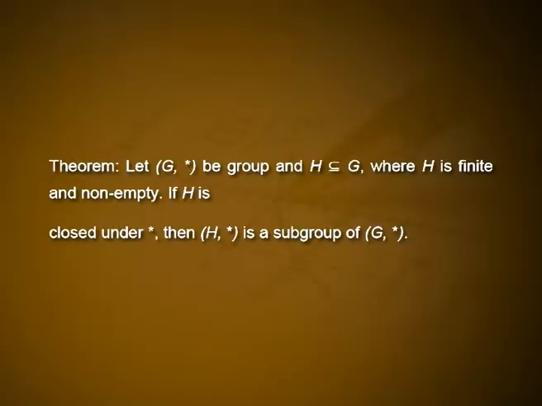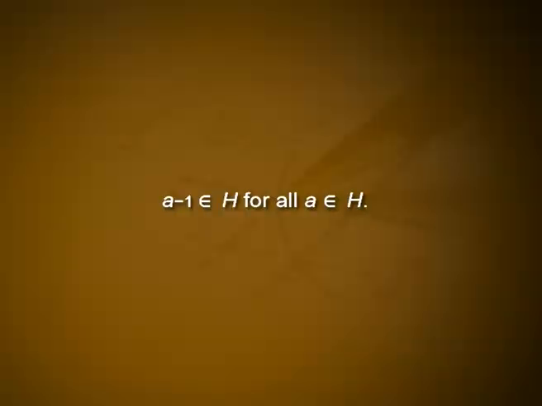Theorem. Let G star be a group and H is a subset of G, where H is finite and non-empty. If H is closed under star, then H star is a subgroup of G star. Proof. We are given that ab is an element of H for all a, b elements of H. To apply the result of the theorem we just proved, we must show that a inverse belongs to H for all a belonging to H.